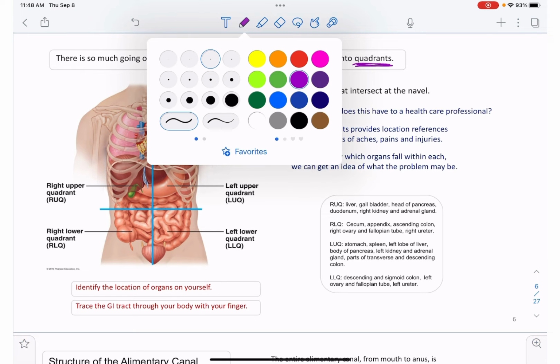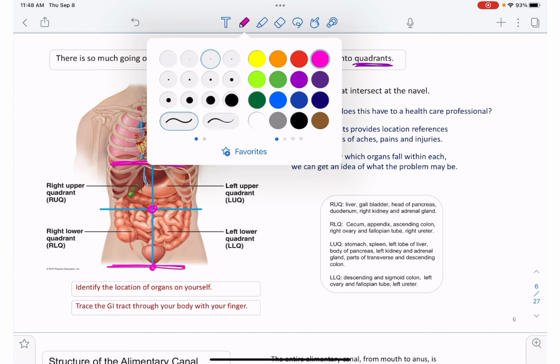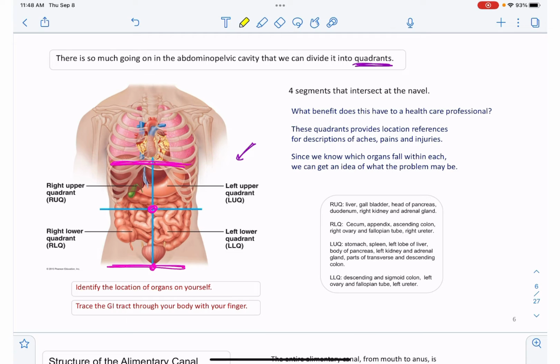The upper boundary is the diaphragm. The lower boundary is the bottom of the pelvis, maybe the pubic symphysis area. And then this all intersects at the navel, at the belly button. And then from this point, like I said, we can divide it into quadrants.